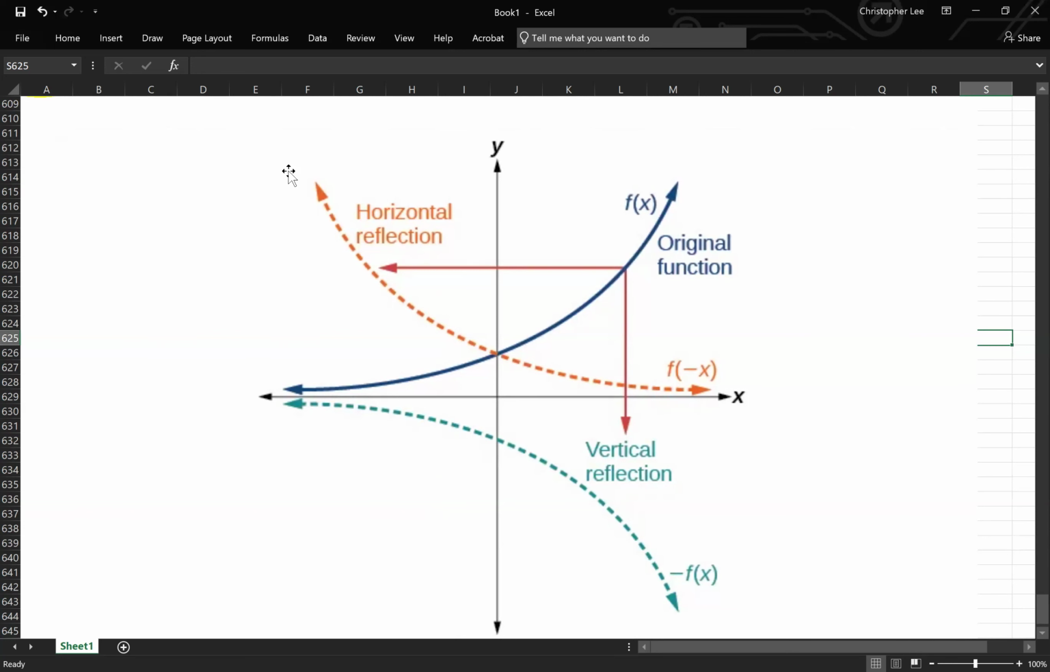So vertical reflection, I'm flipping it over the x-axis. I take my original and flip it downwards. Horizontal reflection, I take my original and flip it around to the other side. Now I'm going to get into the nitty-gritty of how you actually do it, like using a chart, but this is the idea behind it.